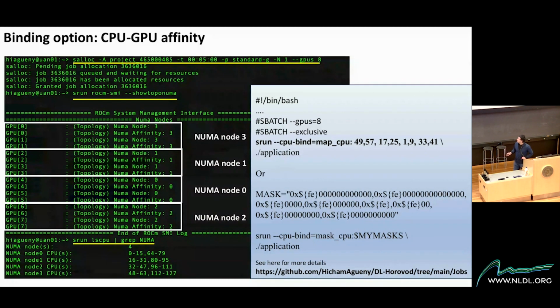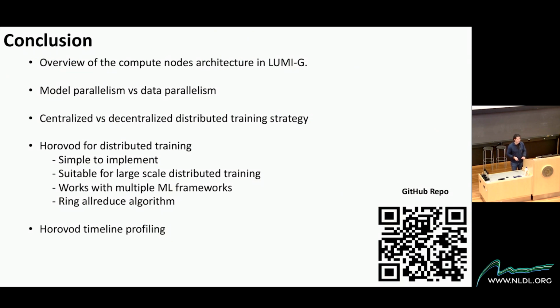So I think that's my conclusion. In short, what we have talked about is the conceptual difference between model parallelism and data parallelism, and also centralized and decentralized. The majority of frameworks that scale very well make use of decentralized distributed training with the ring all-reduce algorithm. So this is really, for me, the key aspect of Horovod, which makes it very simple and more suitable for large-scale computation. It's really the ring all-reduce algorithm that makes it very suitable.